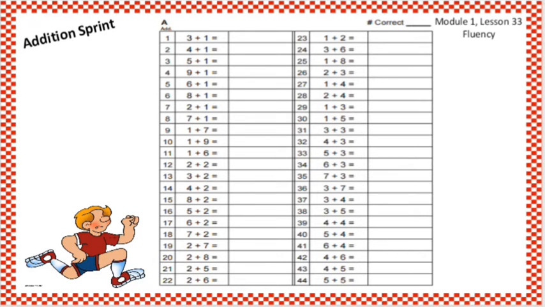Then over to the other side, number 23. You have 1 plus 2, 3. 3 plus 6, 9. 1 plus 8, 9. 2 plus 3, 5. 1 plus 4, 5. 2 plus 4, 6. 1 plus 3, 4. 1 plus 5, 6. 3 plus 3, 6. 4 plus 3, 7. 5 plus 3, 8. 6 plus 3, 9. 7 plus 3, 10.